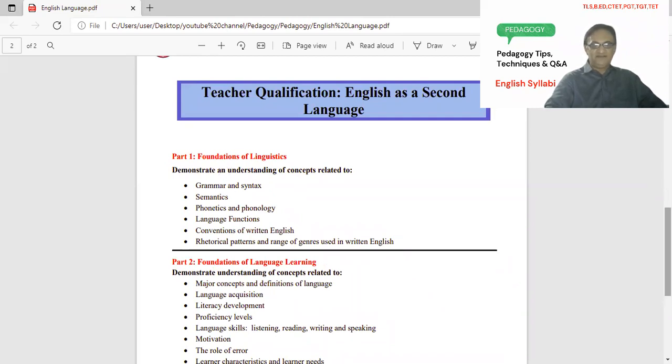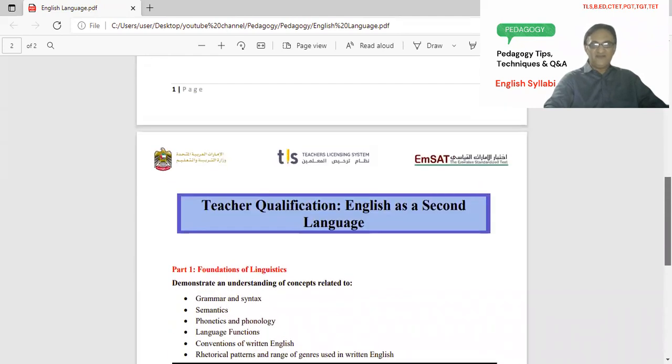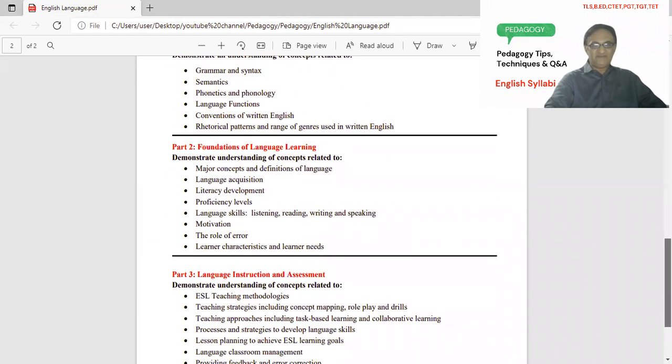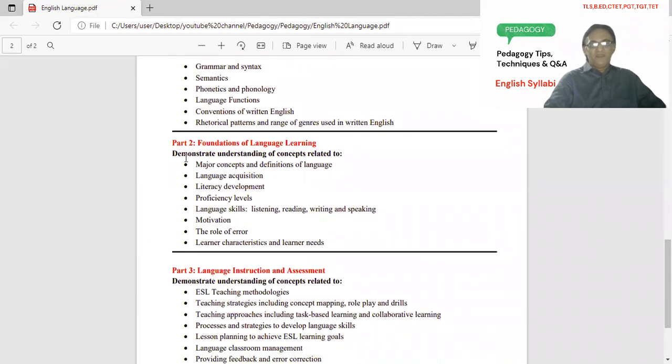The second part is the foundation of language learning, which has less weight compared to the first one. It has 20% of the test. Demonstrate understanding of the major concepts and definitions of language: language acquisition, literacy development, proficiency levels, language skills, listening, reading, writing, speaking, motivation, the role of error, learner characteristics, and learner needs.